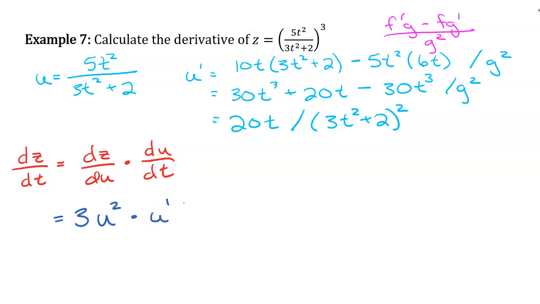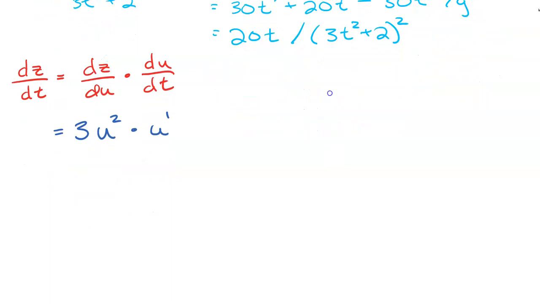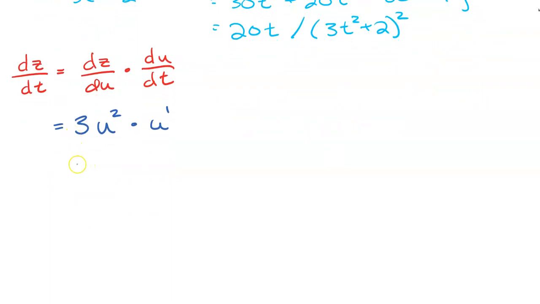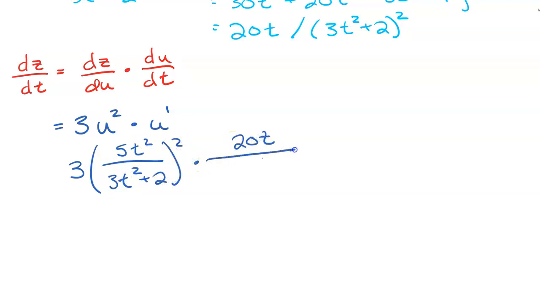And I have a feeling we're going to have a lot of simplification on this one. So, let's see here. We got 3, and then u is our gigantic one. So 3, and then squared times 20t over 3t squared plus 2 squared.